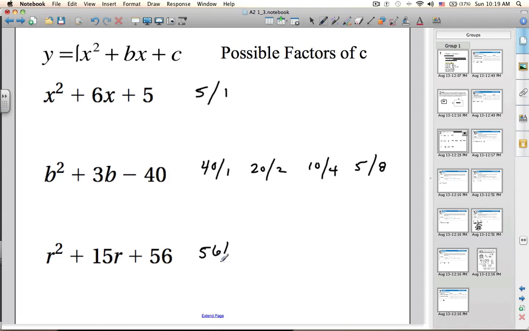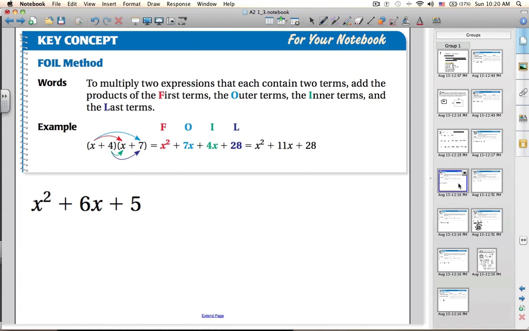So factors of 56 are 56 and 1. I could have 28 and 2. I could have 14 and 4. And I could have 7 and 8. Okay, so now we've listed up the factors. Let's move on and see how those factors come into play in factoring.